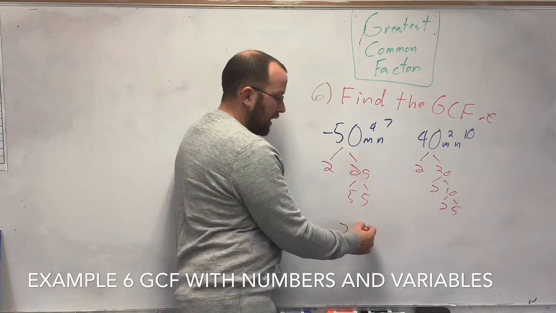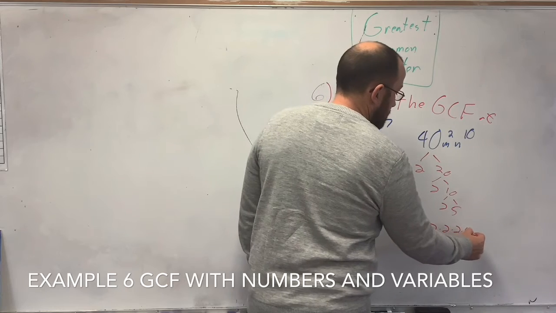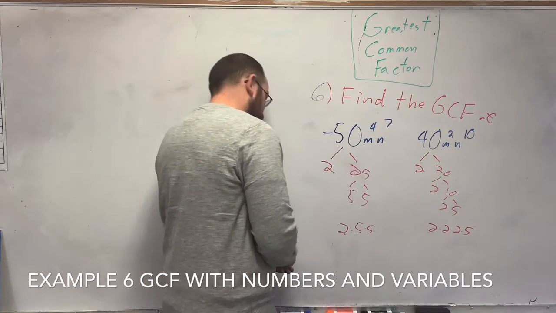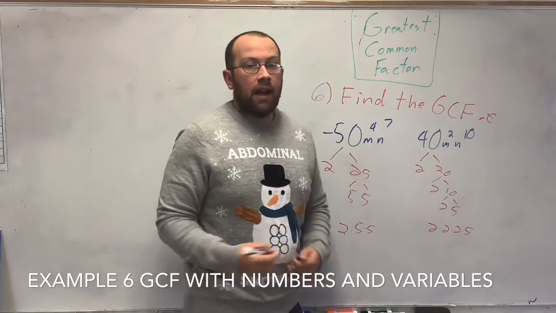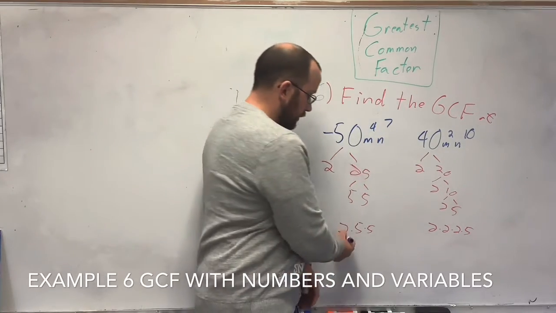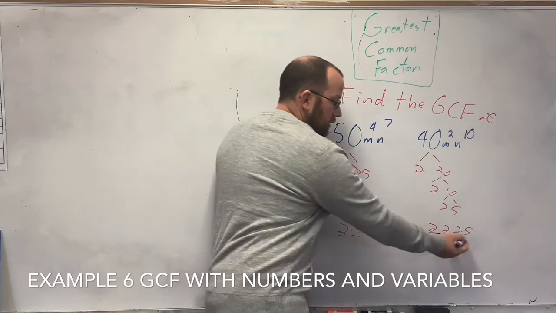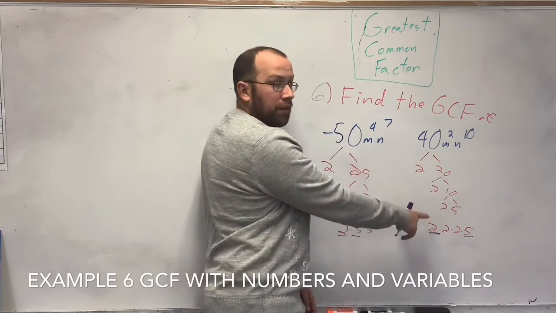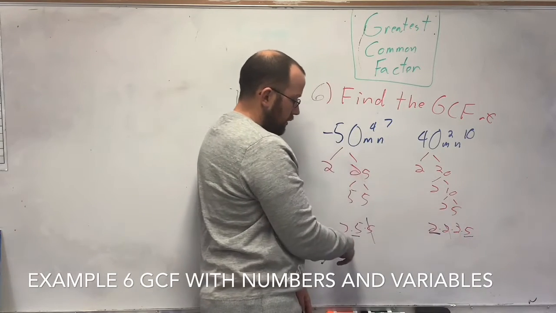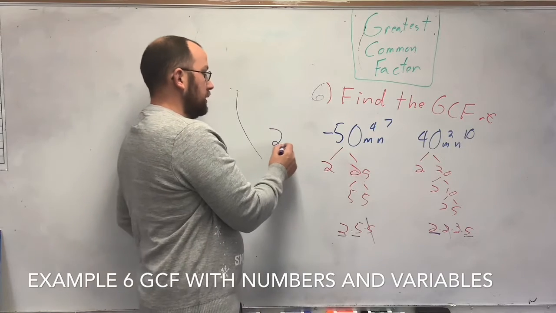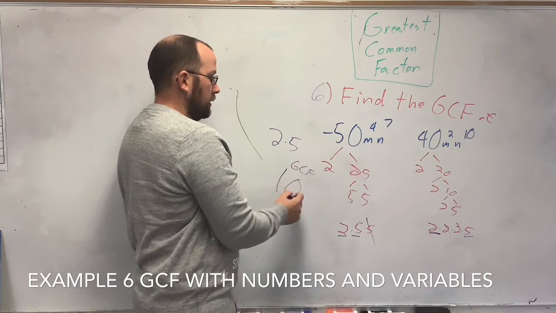So 2 times 5 times 5, and 2 times 2 times 2 times 5. Now we want to see what matches up. So I have a 2 here and a 2 here. I have a 5 here and a 5 here. Do I have another 5 over there? Nope. Do I have another 2? Nope. So I have a 2 and a 5. 2 times 5, 10 is our greatest common factor.